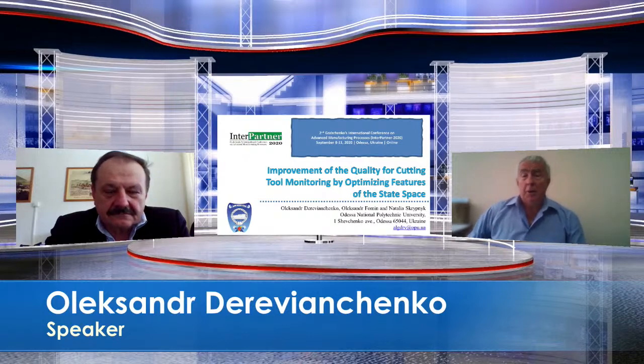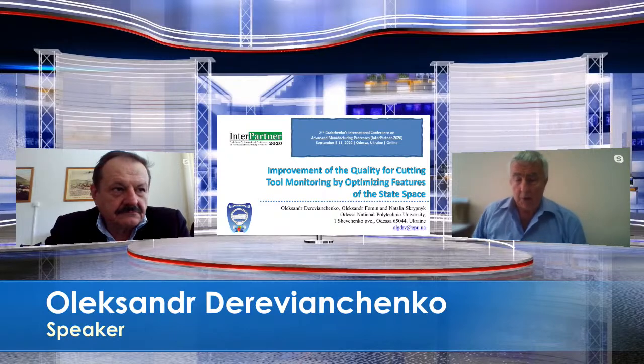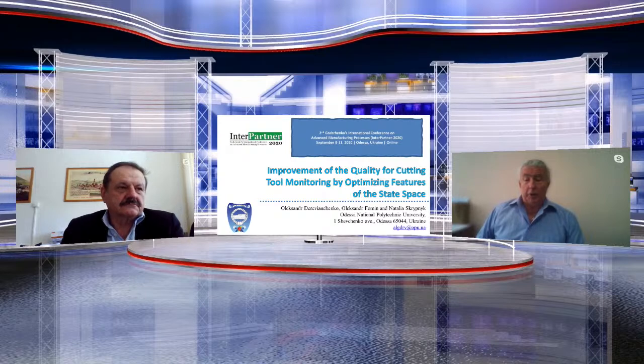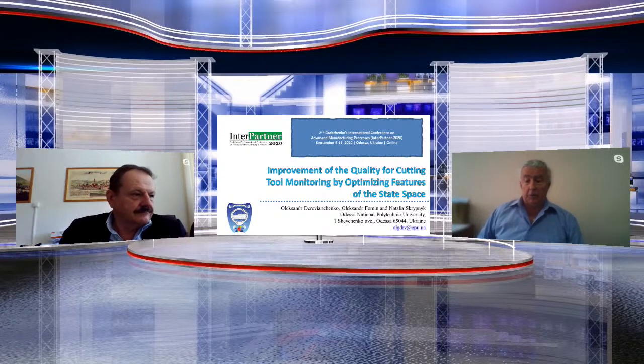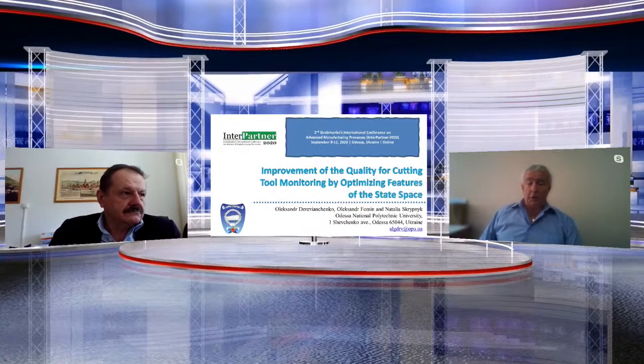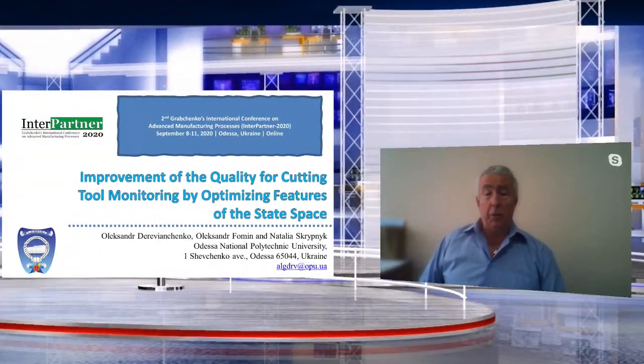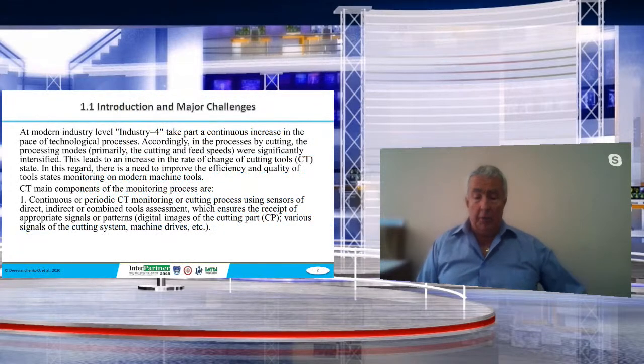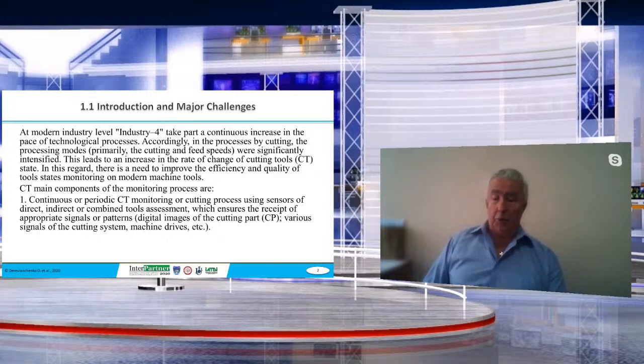Ladies and gentlemen, dear participants of the conference, dear colleagues. Firstly, I want to introduce myself, Alexander Grabchenko, professor of Odessa National Polytechnical University. The topic: improvement of the quality of cutting tool monitoring by optimization of the feature space of the state. In the conditions of modern Industry 4.0, there is a continuous increase in the pace of technological processes. Accordingly, the processing modes, primarily the cutting and feed speeds, were significantly intensified. This led to an increase in the rate of change of cutting tool state.